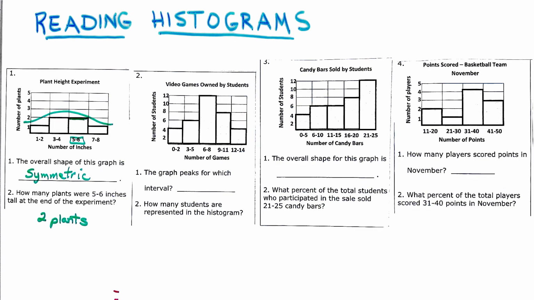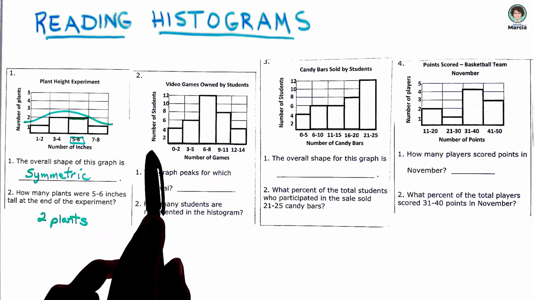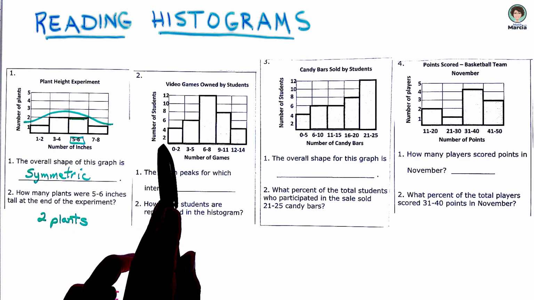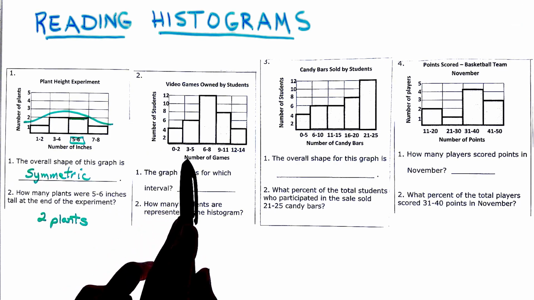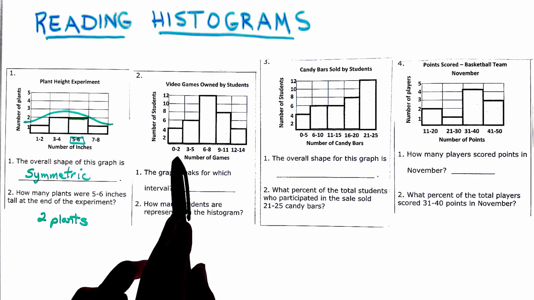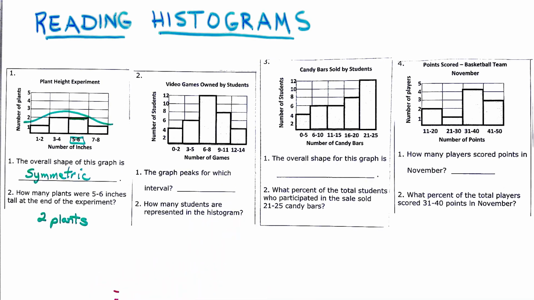All right, let's look at our second histogram and see what they're going to be talking about. It's video games owned by students. We're talking about the number of students here, in intervals of 2 going up. And now we're also talking about the number of games. You can see it's 0 to 2, 3 to 5, 6 to 8, all the way through 14. It says, the graph peaks at what interval?